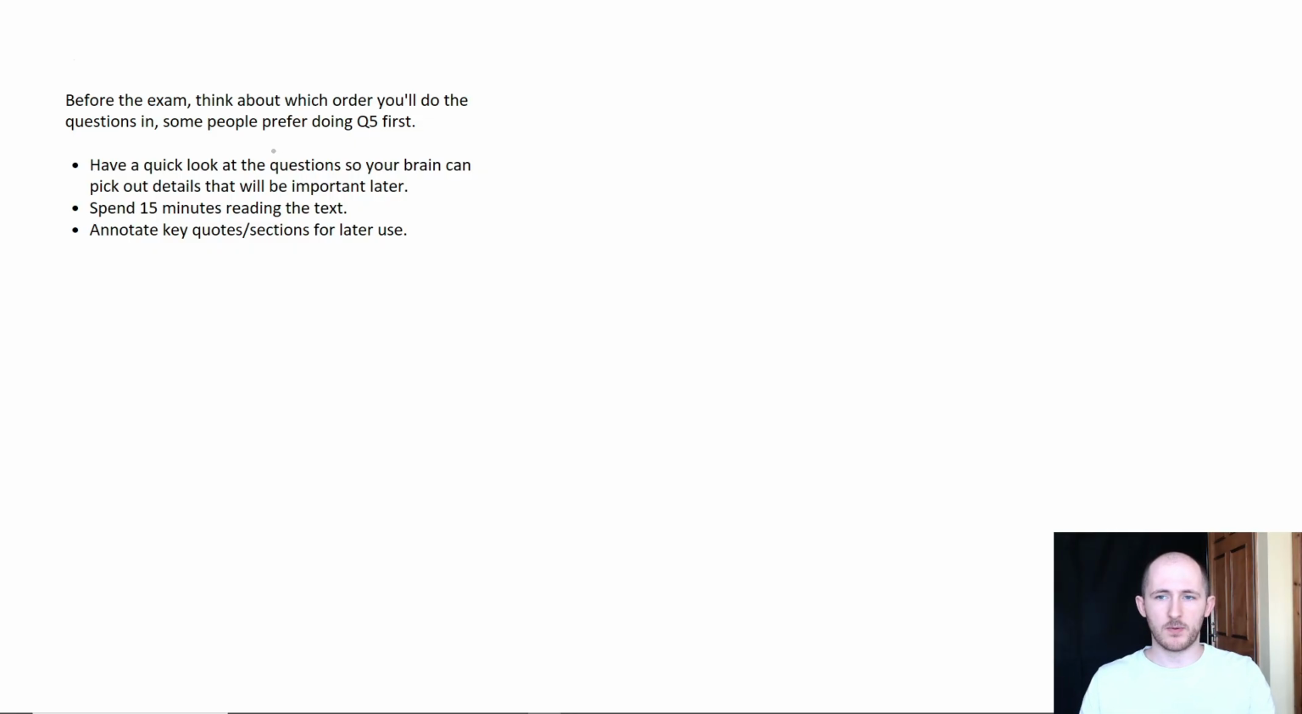And when you're in the exam, what you're going to do is quickly read through the four questions, right? The fifth one is not really related to the text normally. So you're going to read through the 4 questions really quickly. And what that will let your brain do is pick out what parts are going to be important for when you actually come to answer the questions. It will do it subconsciously.